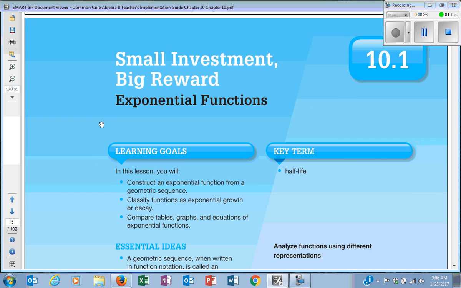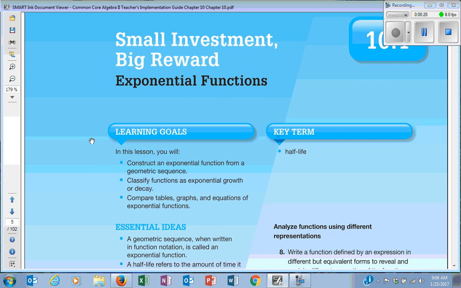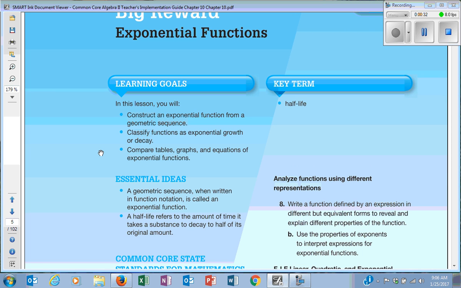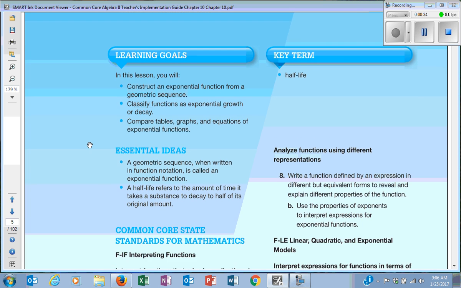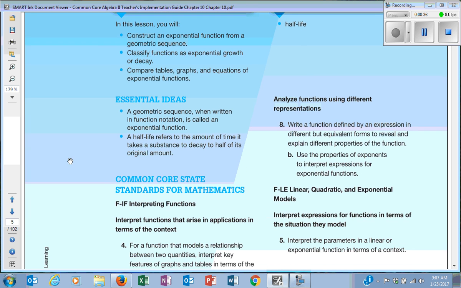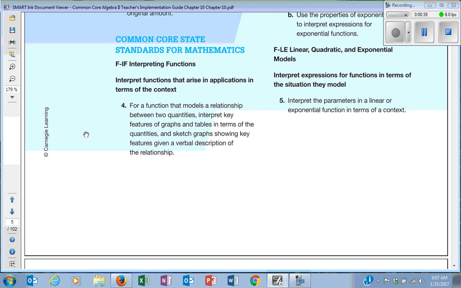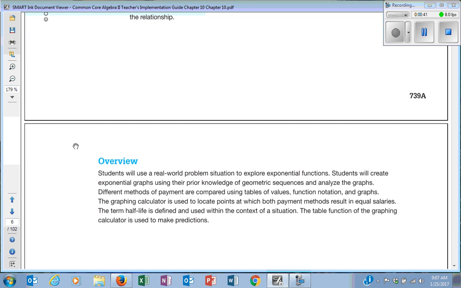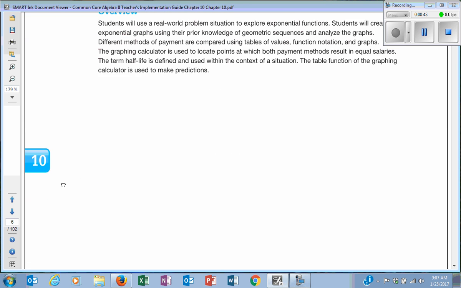But in 10.1, we're just talking about exponential functions, just looking at them and seeing what happens in this idea called half-life, which is a very, very useful tool. A lot of people use this, and you'll see it's in a lot of word problems because it's real-world situations. So here we go.